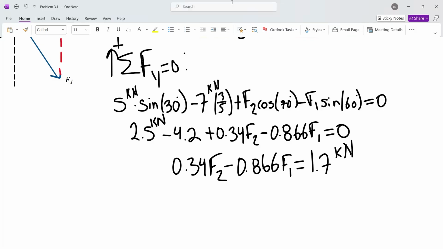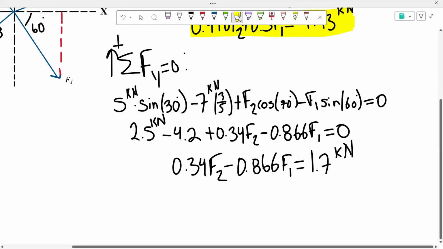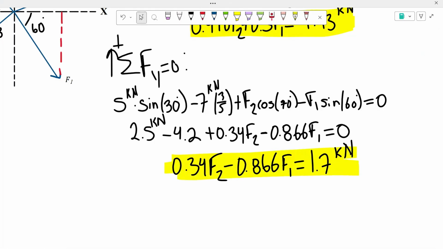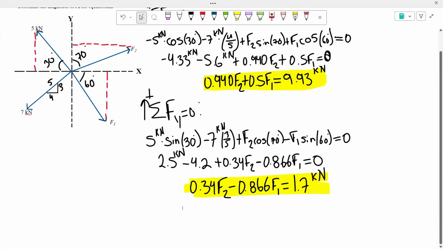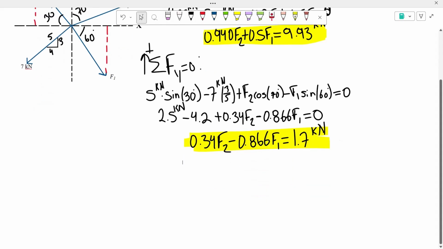And that is the furthest that we were able to take our y components. So now that we have these two equations, what we could do is input them into our calculators. And on our calculators, we're going to use the function where it says to solve systems of equations.